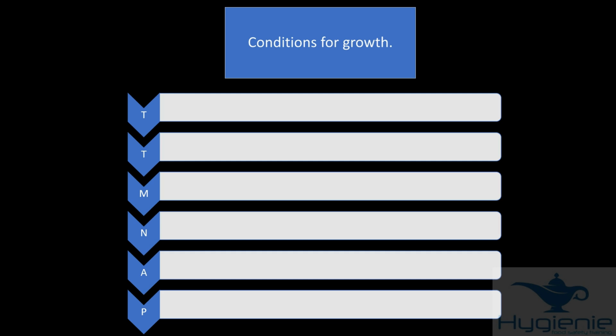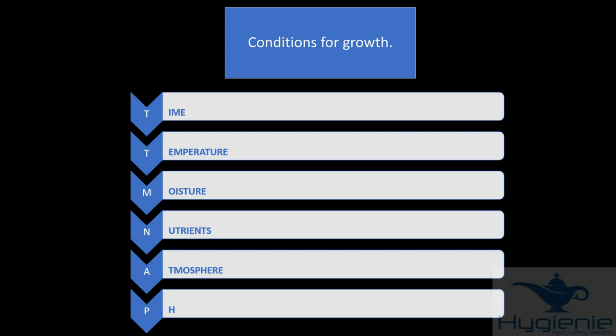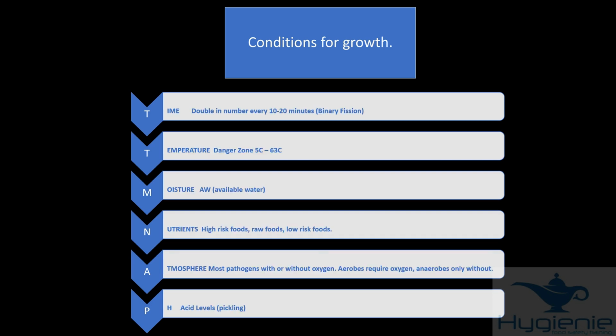What are the conditions for bacterial growth? Think TT, MNN and AP. T stands for time, T stands for temperature, moisture, nutrients, atmosphere and pH. Time. Bacteria double in number every 10 to 20 minutes and this is known as binary fission. Temperature. The danger zone is between 5 and 63 degrees C.